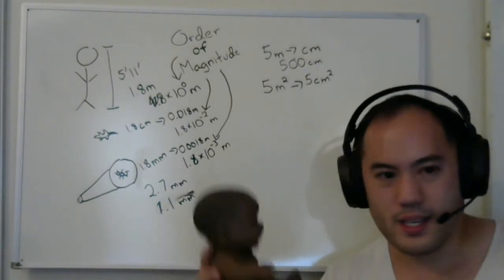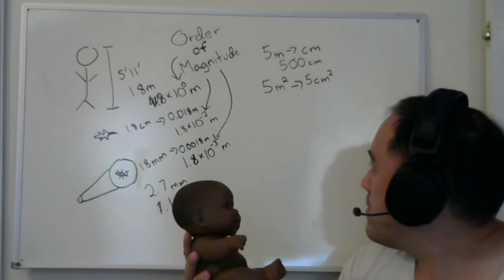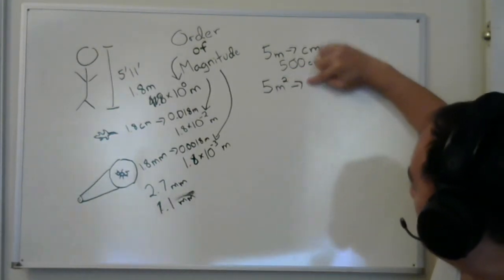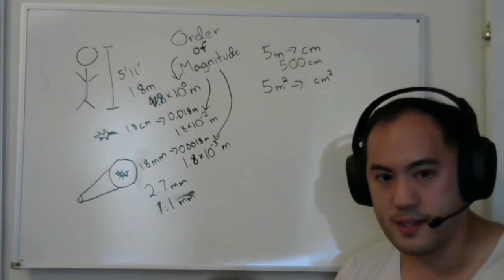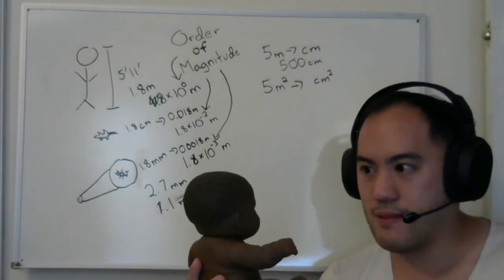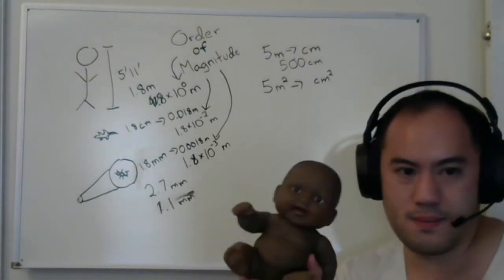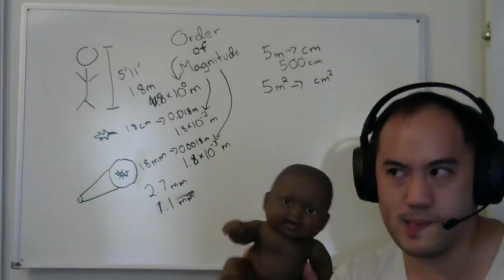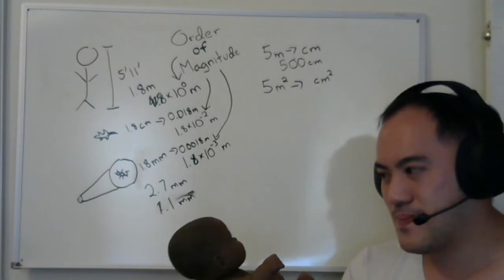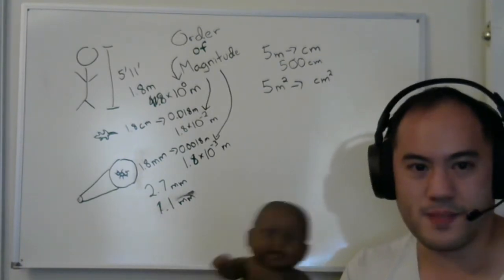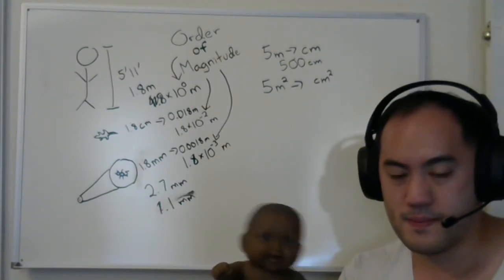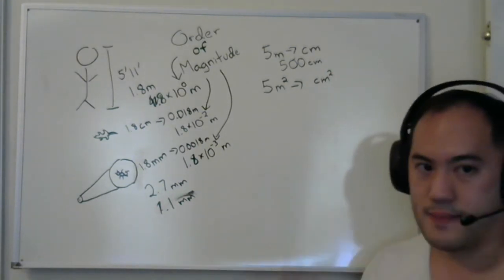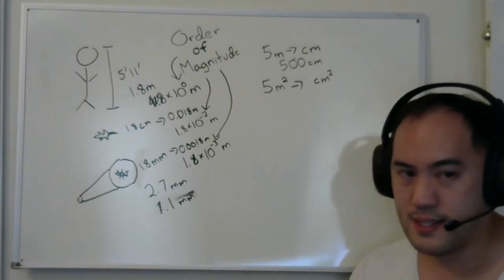Daisy, what do you think? How many square centimeters are in 5 square meters? 500, because there's 100 centimeters in a meter. Well, what do you think? Do you agree with Daisy? It's not. If you're not convinced, think about it this way.